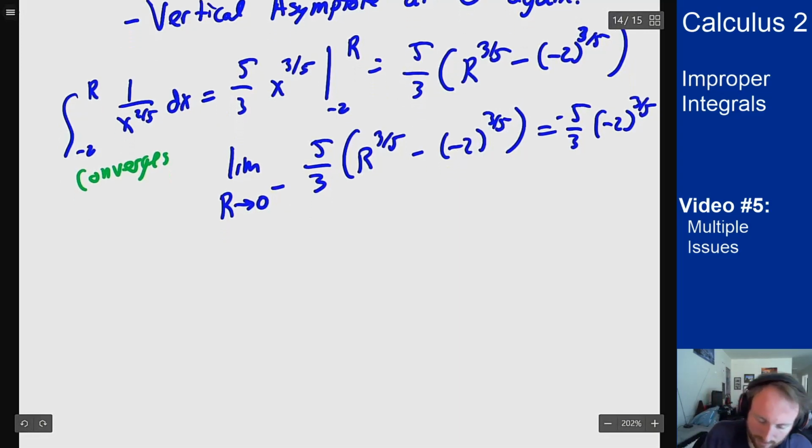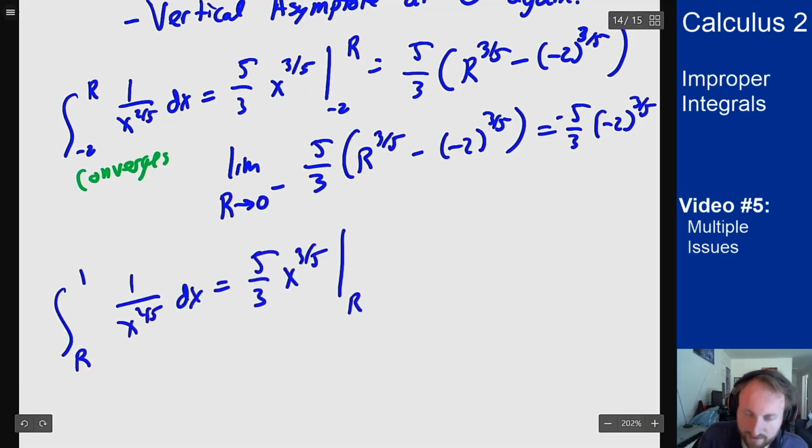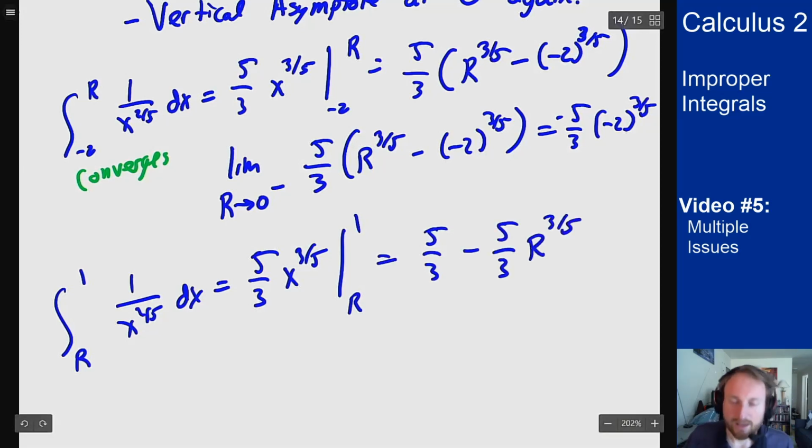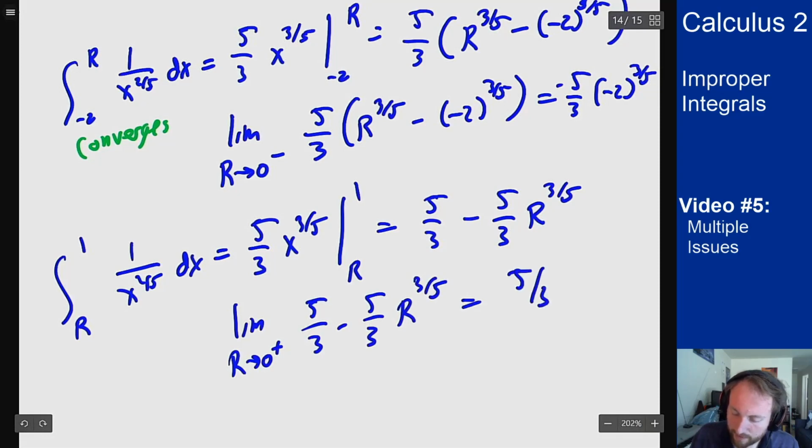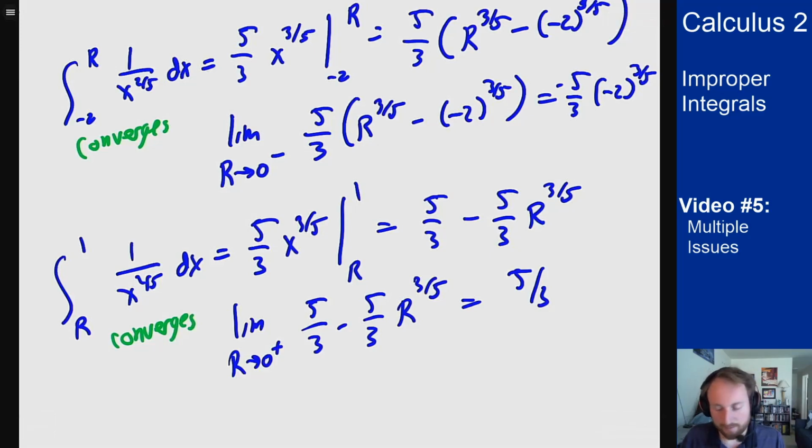And for the second one, I'll get the integral from r up to 1 of 1 over x to the 2/5, which integrates the same way. This time I go from r to 1, not from minus 2 to r, and I plug in again. 5/3, 1 to the 3/5 is just 1, minus 5/3 r to the 3/5. And again, when I go to 0, it's r to the 3/5, and that goes to 0, so this converges again. Coming to 0 from the right, 5/3 minus 5/3 r to the 3/5 becomes just 5/3, so this also converges. And thus I can now stick them back together to get my final answer.